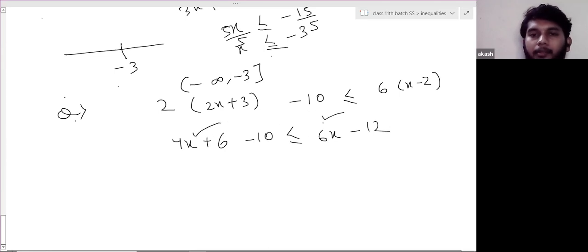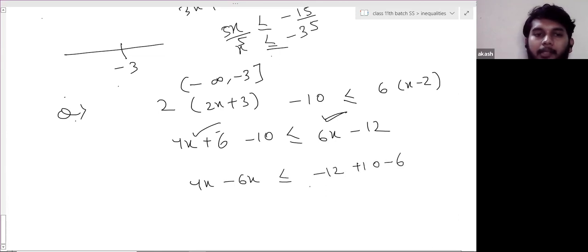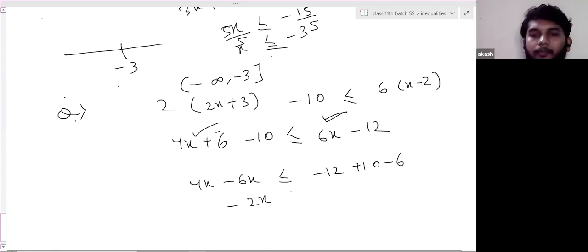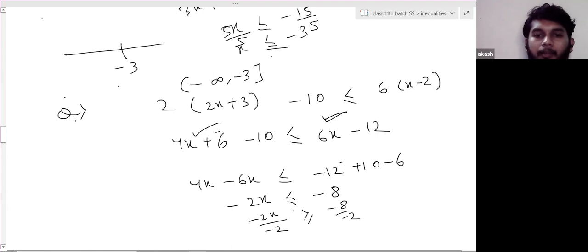If you take this 6x to this side, so 4x minus 6x less than equals to minus 12 plus 10 minus 6. This step is clear, everyone? Fahad, Iram? Yes, sir. So this is minus 2x less than equals to minus 18 plus this is minus 8. All right. So dividing by negative 2, minus 2x by minus 2, minus 8 by minus 2, the sign will change. This will become greater than equals to.